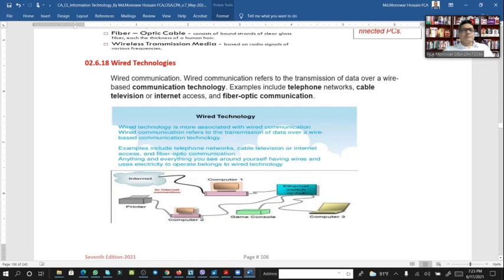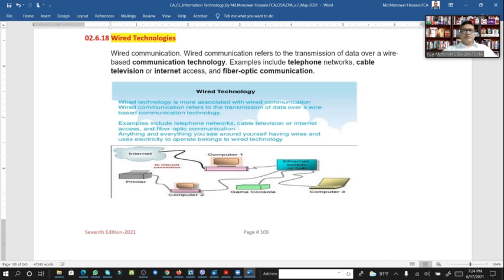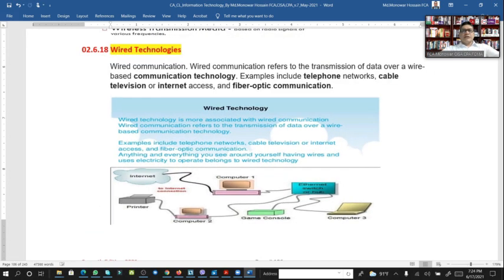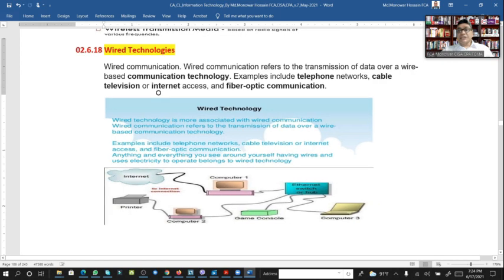Wire technology, or wire communication, refers to the transmission of data over a wire-based communication technology. Here we are using our internet, sometimes our telephone network, that means landline phone, and cable television through the cable. Wire technology is more associated with wired communication. And wired communication refers to the transmission of data over a wire-based communication technology.